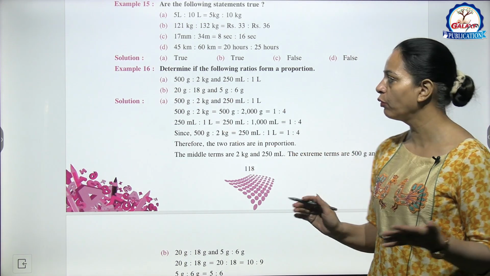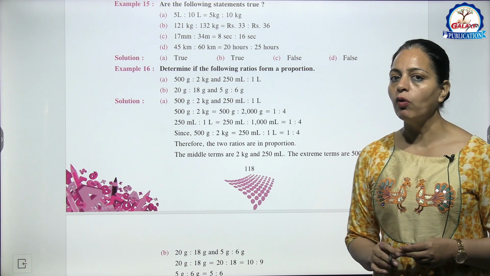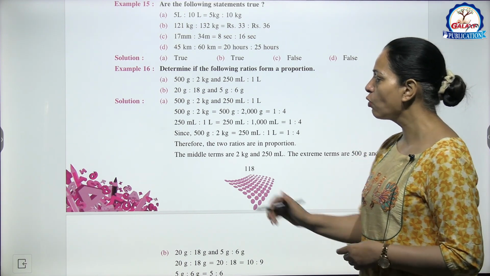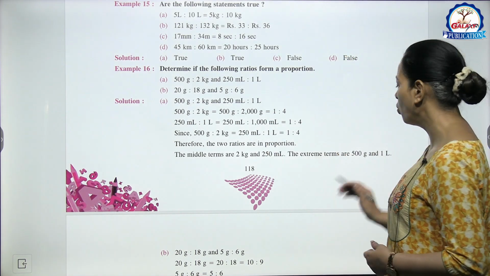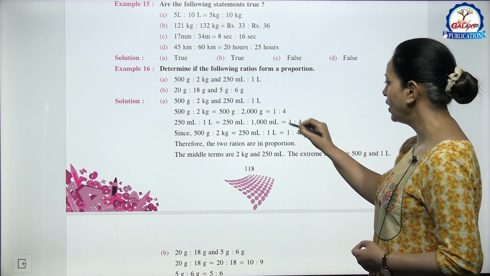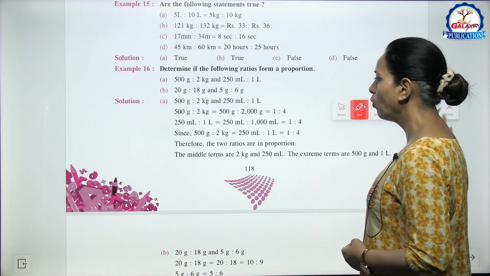So first of all, convert kg into gram. We know 1 kg is 1000 gram. So 500 gram is to 2000 gram. Find the ratio. Ratio is 1:4. Okay. Now what to do?